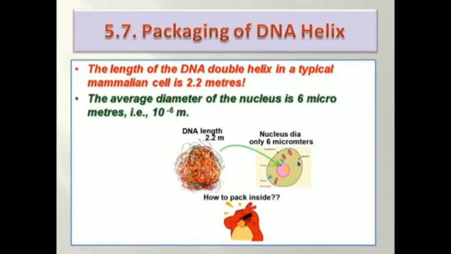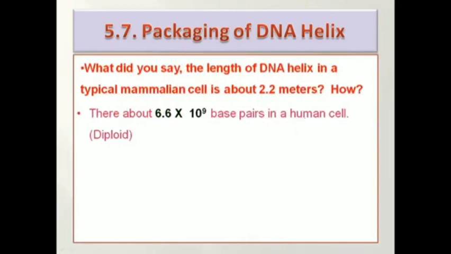The average diameter of this nucleus is 6 micrometer. The length of the DNA helix in a typical mammalian cell is about 2.2 meters, and the diameter is very small. How is it possible for such a length to be occupied inside the small nucleus?